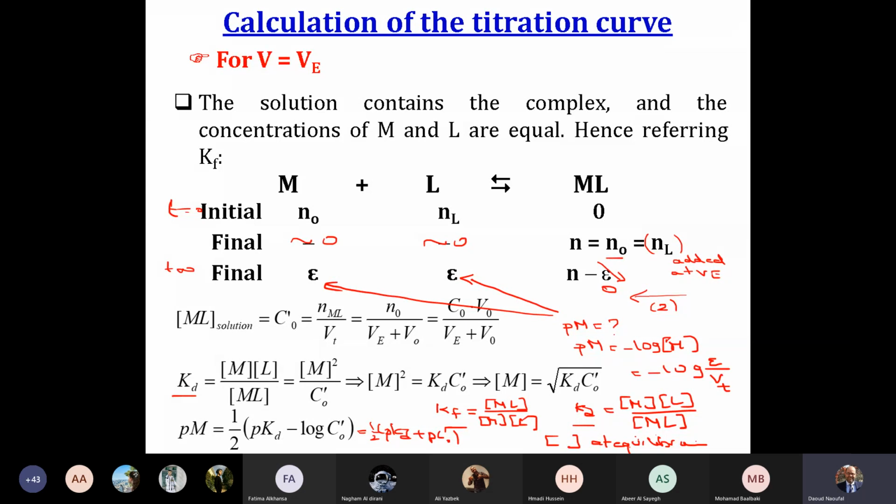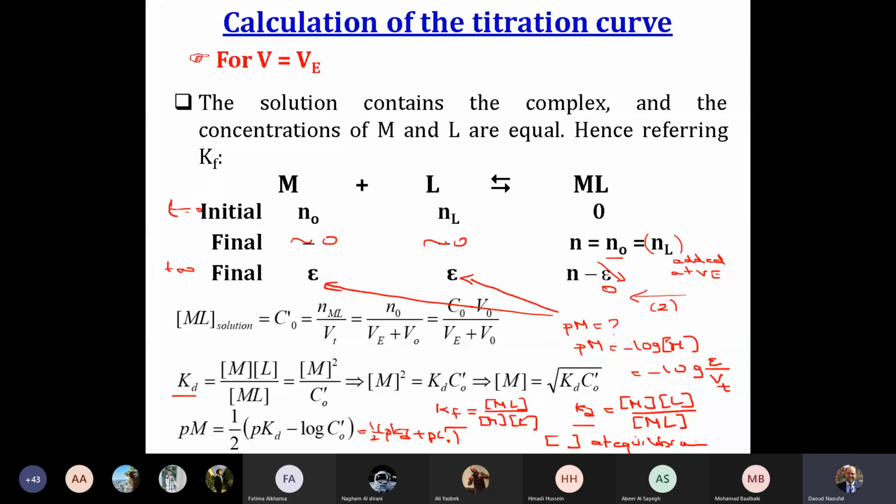This is the same formula as the pH of a weak acid. What is the weak acid? The weak acid is HA, a donor. What is the analogy in the complex? The analogy of HA in the complex is ML. At equivalence, we have only ML, since the L added converts M completely, and ML is a donor. So the pH of the donor HA is half pKa plus pC0.